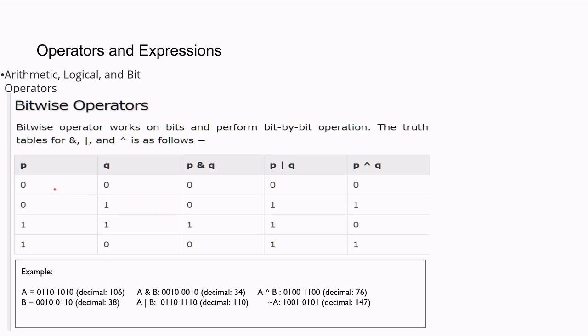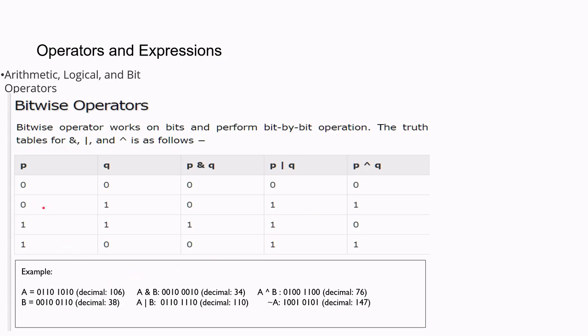So let's run through that real quick. So we have P and Q. If we set P to 0 and Q to 0, P and Q is obviously 0, P or Q is 0, and P exclusive or Q is 0. The exclusive or is similar to the or with one difference. If both are true, it evaluates to false. So this is used when you need one to be true or the other to be true, but not both.